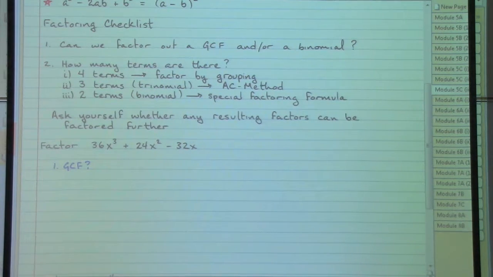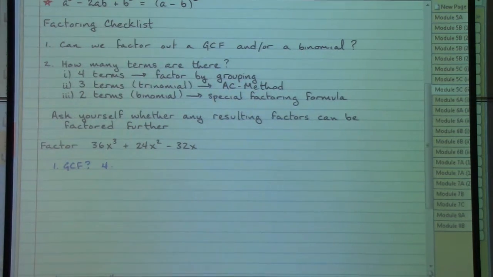Took a little while to get there. The variable stuff, quicker to accomplish. I look at the variable stuff and ask myself, what's the smallest power that shows up? Well, it's the invisible power of 1. So we have a 4x as our greatest common factor.